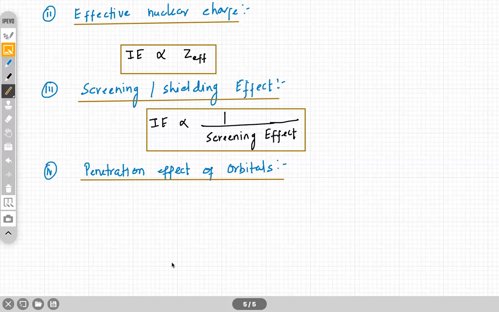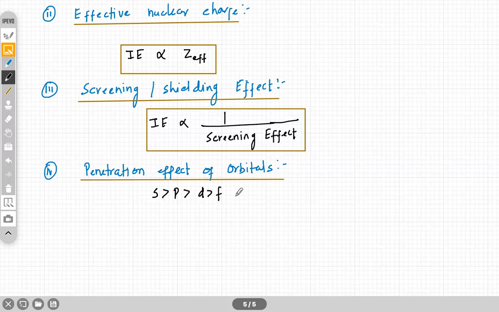Basically the penetration effect is because of the shape of the orbital. Because of the shape of the orbital, the electrons have attraction towards the nucleus. It has been observed that if the electron is present in s orbital, it shows the maximum penetration effect. Then p, and then d, and then f. This is also the experimental order we have.